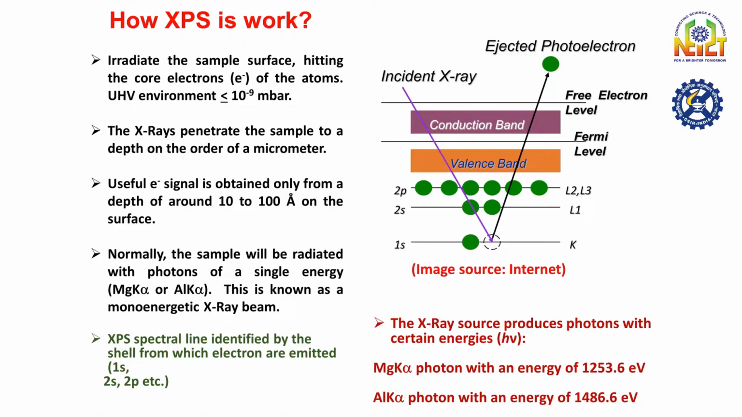In XPS, we irradiate the sample surface with an X-ray source, exciting the core electrons of the atoms in an ultra-high vacuum environment. The photo-ejected electrons in the vacuum are collected by an electron analyzer that measures their kinetic energy. An electron energy analyzer produces an energy spectrum of intensity versus binding energy. Each prominent energy peak on the spectrum corresponds to a specific element.